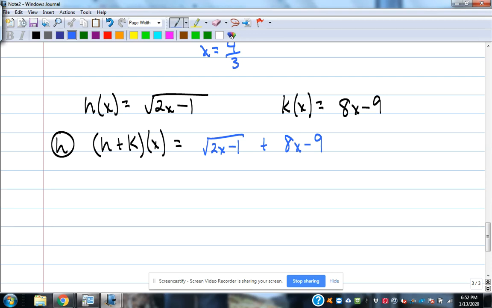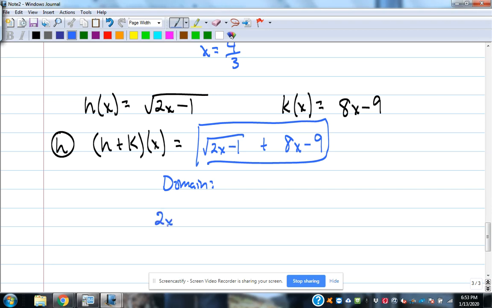Here's the beautiful thing. There isn't anything you can do to that, because things that are under a square root are stuck there unless you can simplify it, and that's not going to happen on that. So they're not like terms. So there's nothing you can do. So that's your function. And to find the domain, which part of that has a red flag? The square root part. The 8x minus 9 really doesn't do anything to it. The only red flag is the square root part.